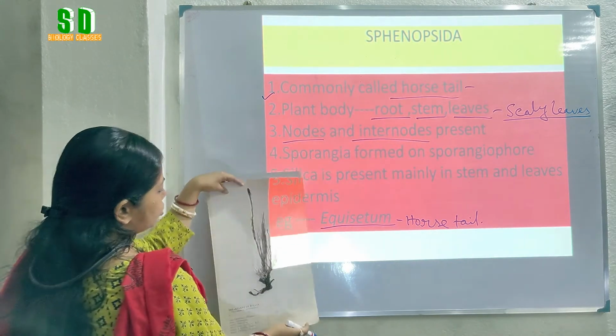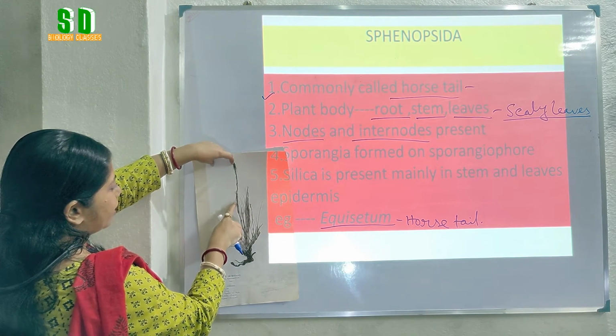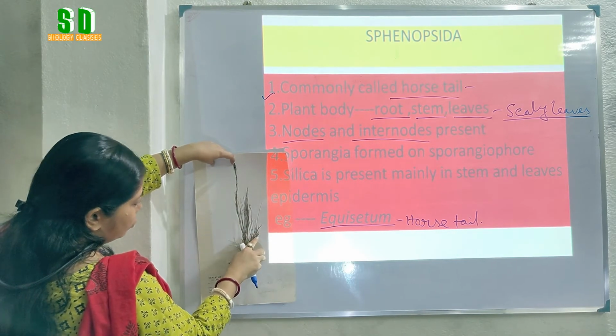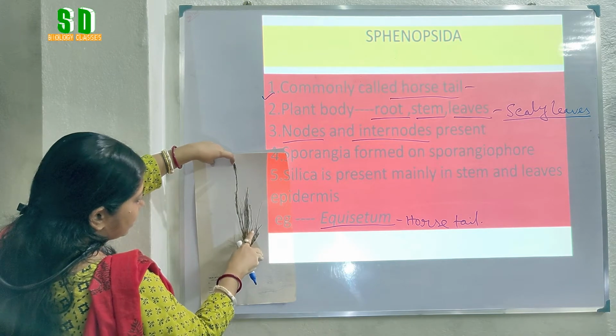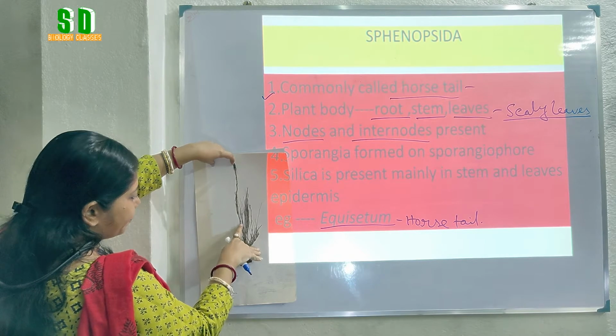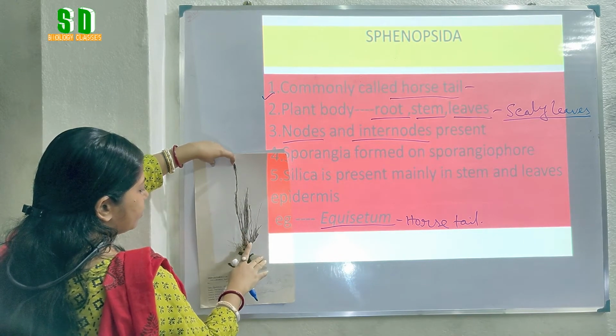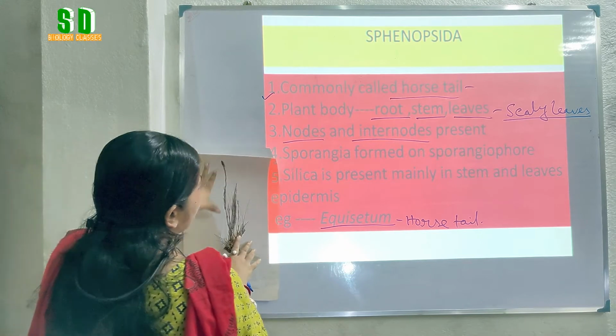In the herbarium sheet also you can observe very well that these are the nodes from where the leaves arise, the scaly leaves arise, and the gap between two nodes is called the internodal region. So the nodes and internodes are very much distinct over here.